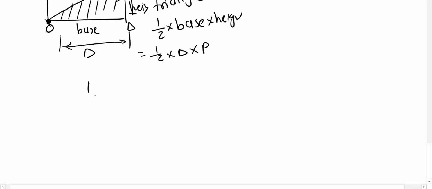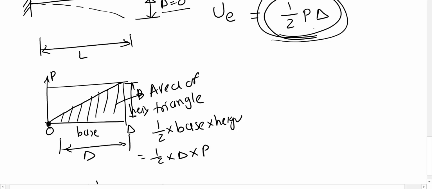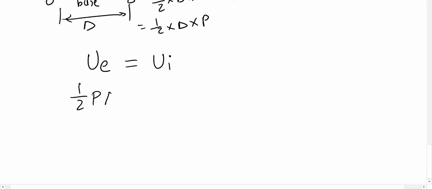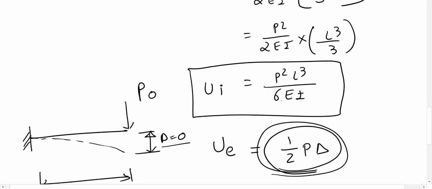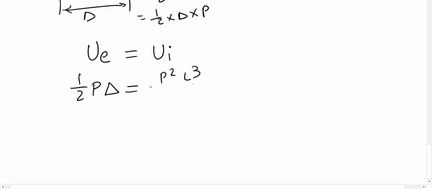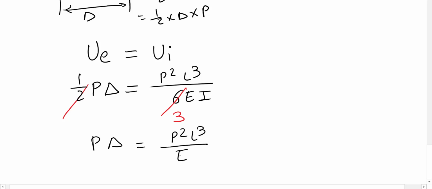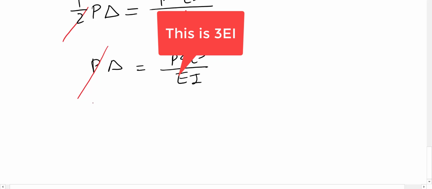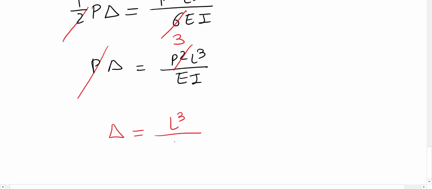Now to calculate deflection, external work done equals internal energy. External work done is 1/2 P delta. Internal energy is P squared L cubed over 6EI. Now we can cancel the 3 first, so we have P delta equals P squared L cubed over EI, and then we can cancel this P and this square. So we finally have delta equal to L cubed over EI, and that is the remaining P.